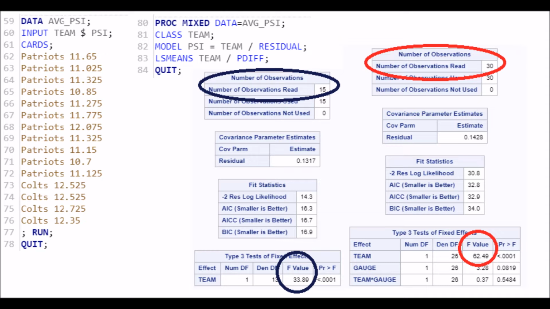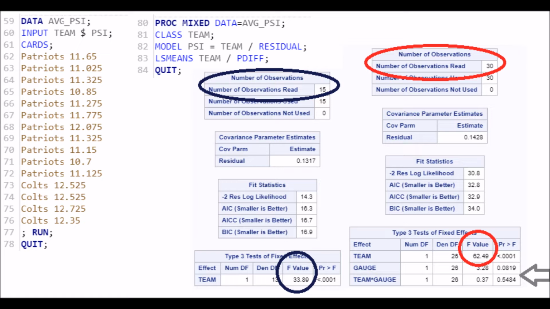Something else you may have noticed is that by analyzing the data using only the means of the subsamples, we lost information. By taking the average of both measurements, we have lost any information about the 2 different gauges that were used to measure the footballs.